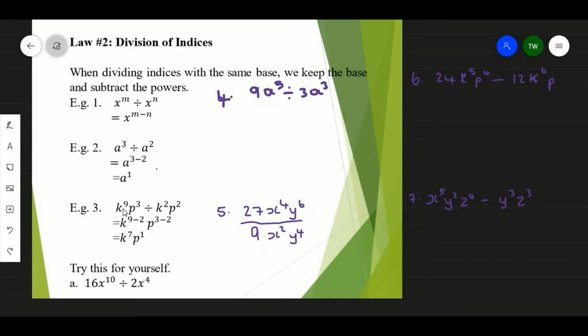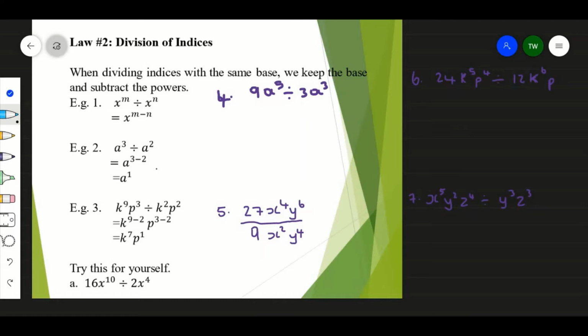Example 3. k to the 9th power p to the 3rd power divided by k to the 2nd power p to the 2nd power is going to equal k to the 9 minus 2, p to the 3 minus 2, which gives us a final answer of k to the 7th power and p to the 1st power.